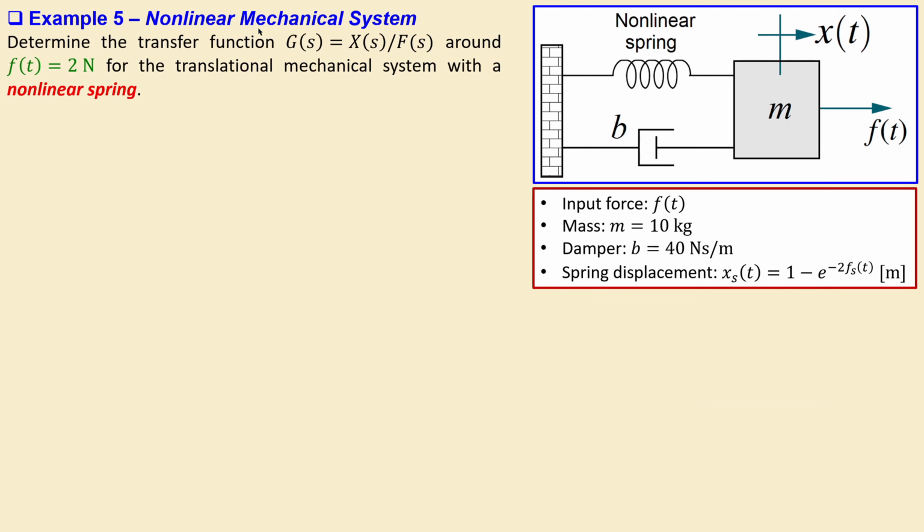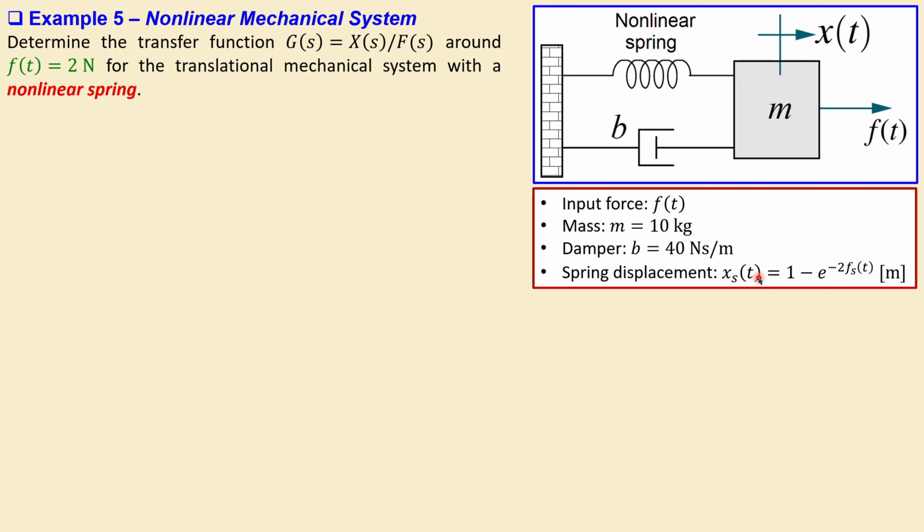Let's also look at a nonlinear mechanical system, which is also important. So we have now a mass, damper and also a spring system, but in this case the spring is again nonlinear. We apply a force here towards the right direction, and we observe the displacement of our mass m, which is given by x. So there's an input force. The mass has also some value, 10 kilograms. The damper has some coefficient, so 40 newton seconds per meter.